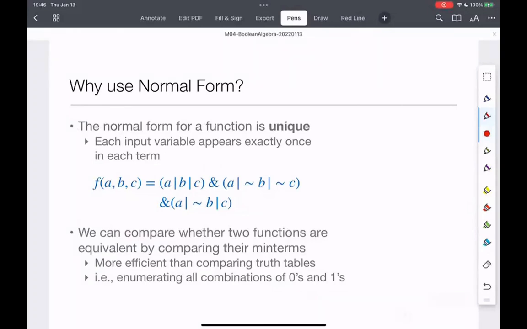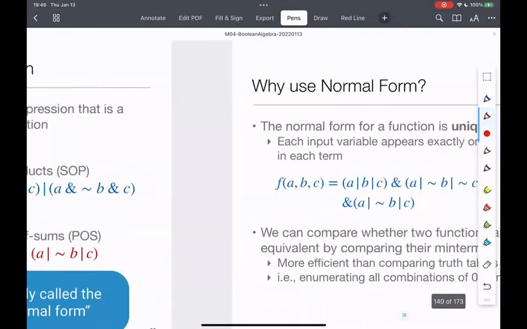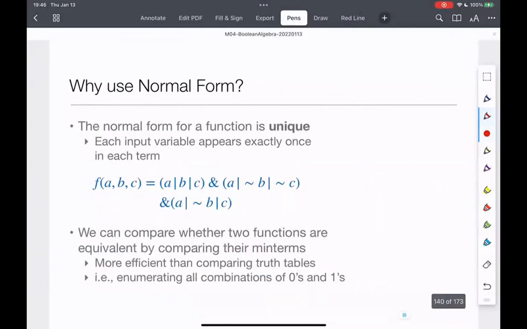So why use normal form? Well, normal form is unique, and particularly if you sort the min terms or the max terms in order, then it's really unique. Remember, each min term appears exactly once and in a particular order, so we can easily compare functions. If I give you two functions, you can expand them until you get the normal form, let's say disjunctive normal form, and then you can compare the two.